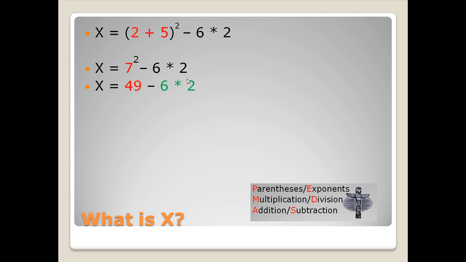Next order of business is the multiplication. That would be the next guy in line as far as the hierarchy or the order of operations or precedence is concerned. So we have 12. Finally, 49 minus 12 will give us the 37.